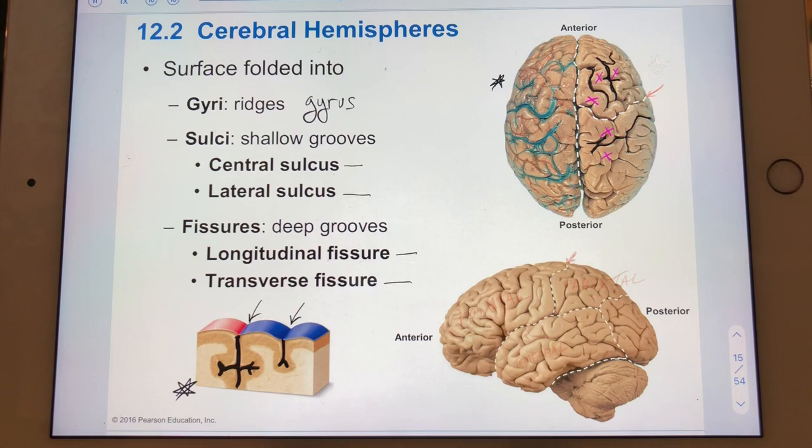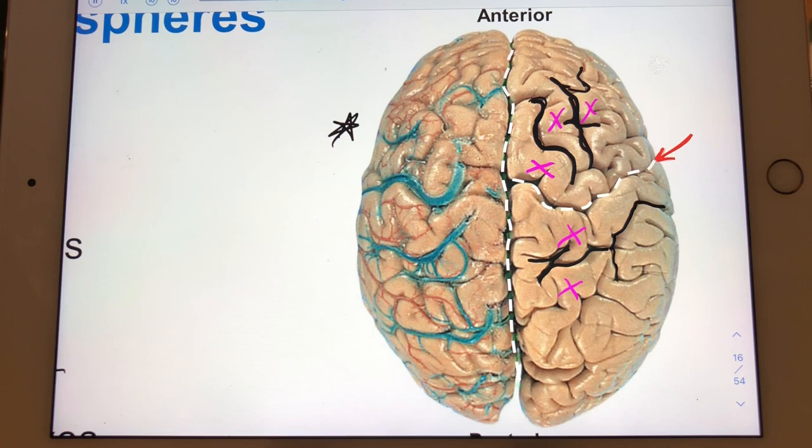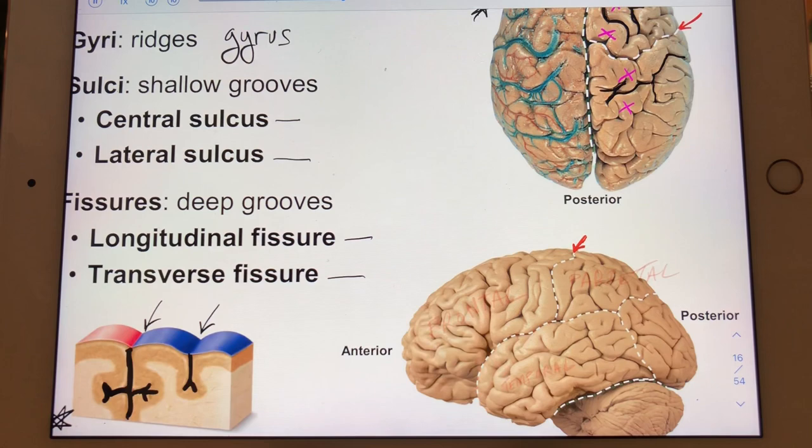All right, let's change colors yet again. All right, here, where I've applied a dotted white line, good grief, is the same sulcus as this one, where I've applied that dotted white line, okay? That's the central sulcus.